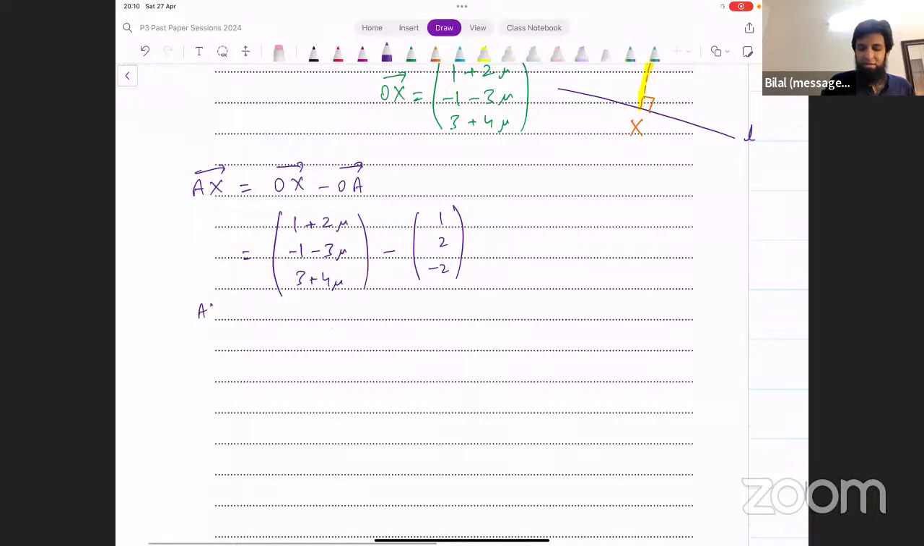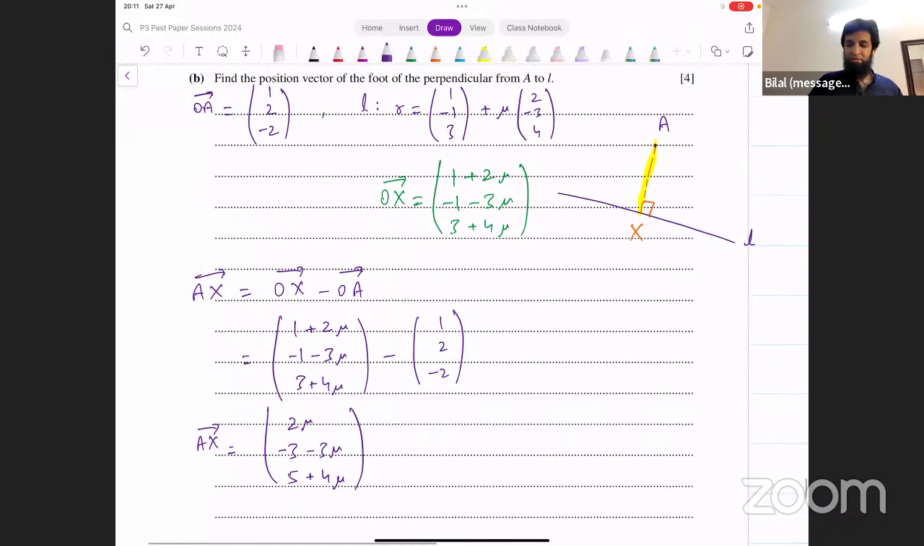The vector AX turns out to be 1 minus 1, which is 0, 2 mu. Minus 1 minus 2 is minus 3, and then we have minus 3 mu. 3 minus minus 2, that's 3 plus 2, 5 plus 4 times mu. That's the vector AX. All right. We've got the line as well.